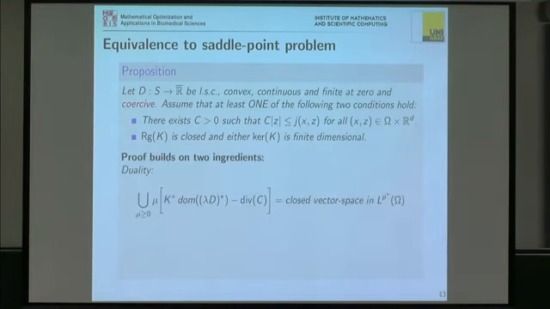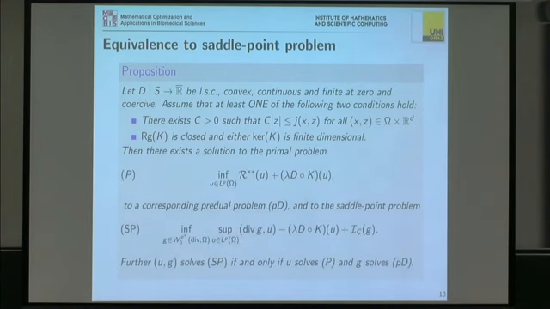Okay, so just a quick note on how the proof works. Maybe first let's look again at what we need. So these two, what we need on the integrand. We need that it's convex, continuous, and finite at zero, and it needs to be coercive. If you consider this, in the previous case, this was just a norm, so this is all satisfied.